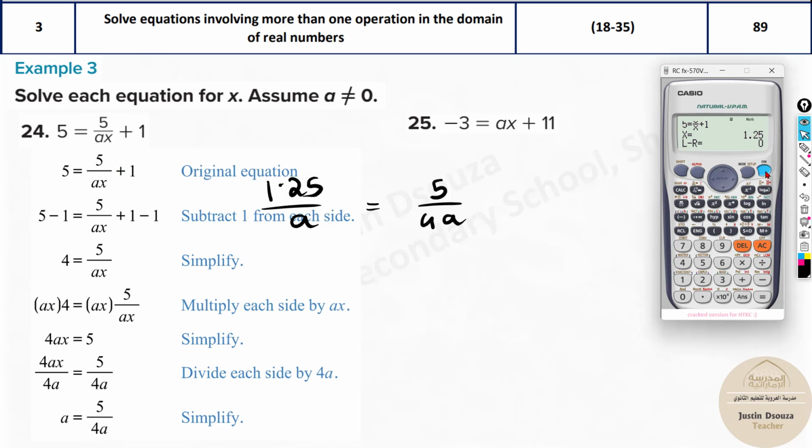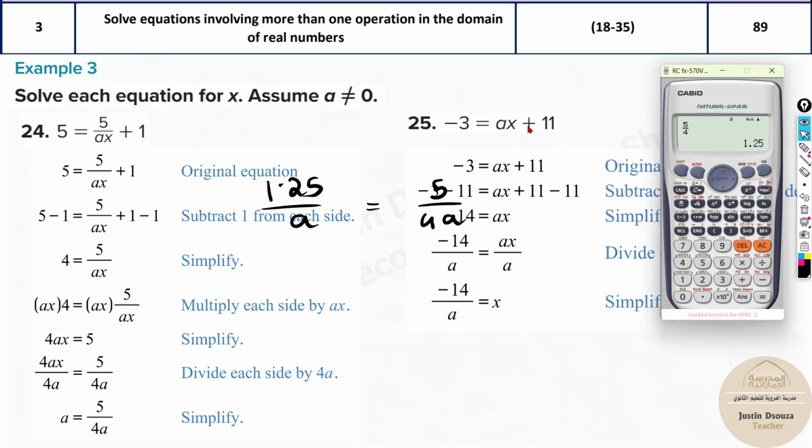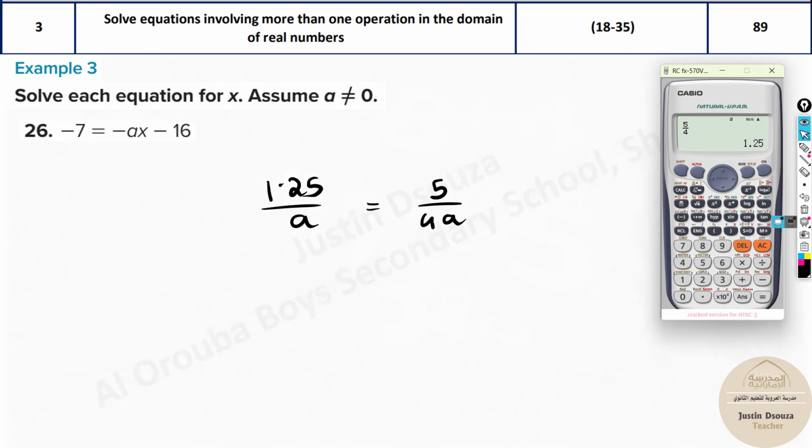Now if you get such a problem, what you can do is just check what is 5 by 4. It's 1.25, that's it. So this is the correct answer. It should match. Same thing over here. You will get x and just whatever the answer, divide by a. That would be the shortcut method. Or manually, we have already solved. I'll do this last one as well.